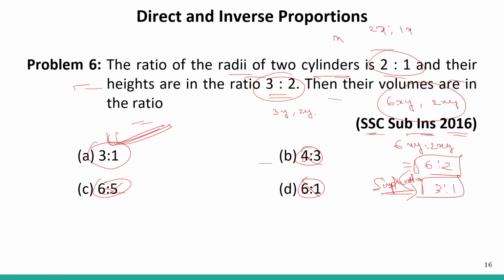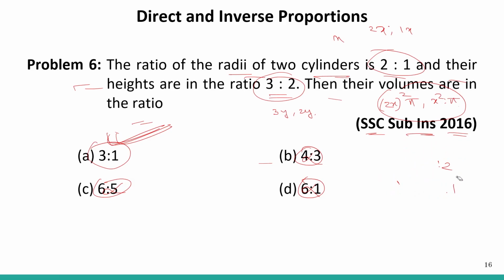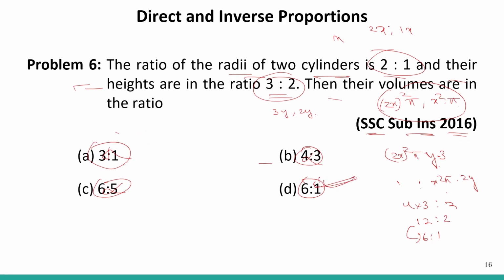So this will be what? Their volumes become 2x square into pi and x square into pi. So their volume ratio will become 2x square into pi into 3y is to x square pi into 2y. So this will be nothing but 4 into 3 is to 2. So this will be 12 is to 2, so 6 is to 1. So the correct answer is this one, and this is the incorrect one. The correct answer is 6 is to 1.